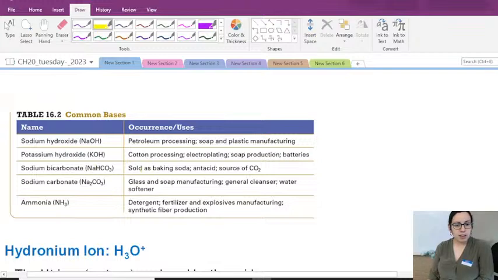Sodium bicarbonate, that's of course good old baking soda, could be an antacid and also just a source of CO2. You know that you can decompose sodium bicarbonate, or react it with an acid, to get CO2 out. Then sodium carbonate, which is also a water softener, and also used in glass and soap manufacturing. And then of course, good old ammonia. It's used in cleaners, and of course in fertilizer and explosive manufacturing, and also synthetic fibers.